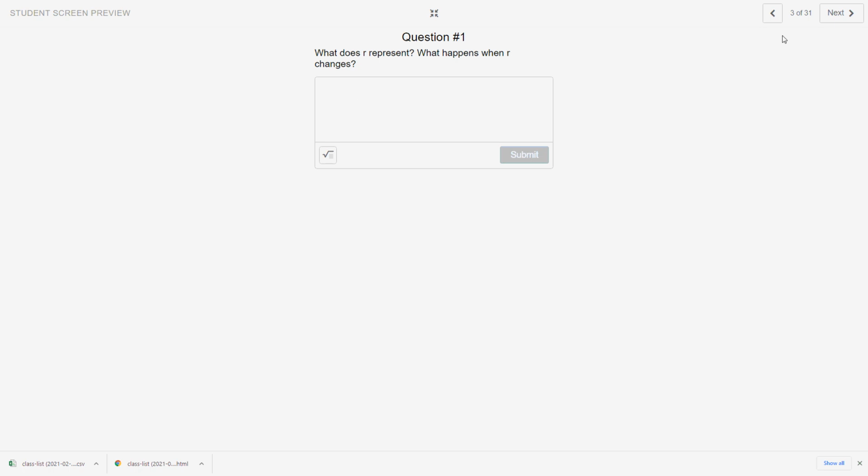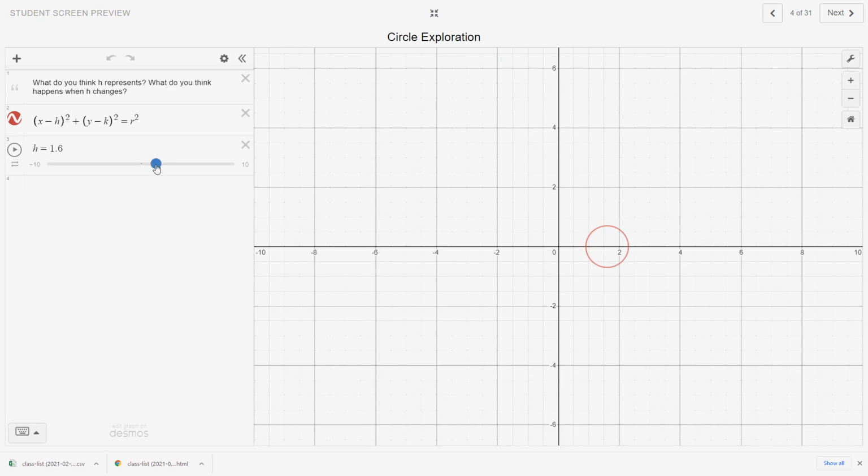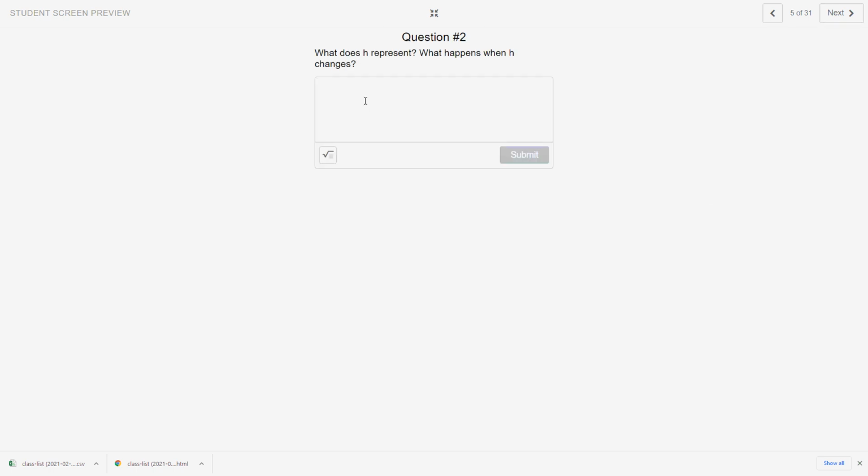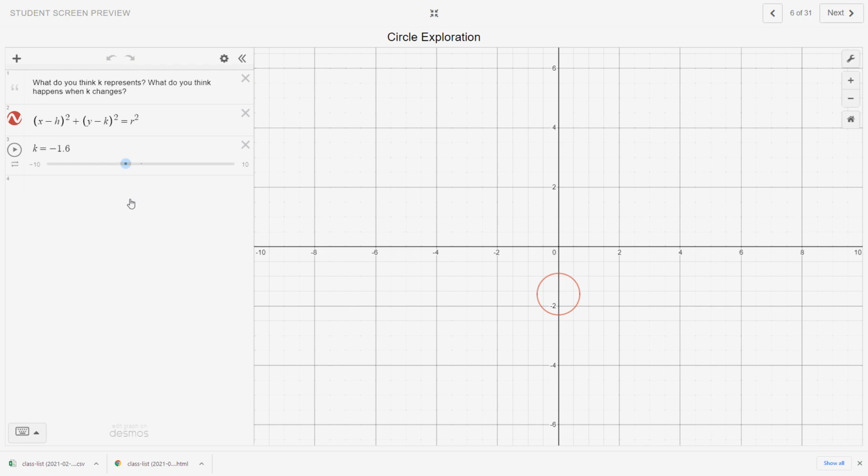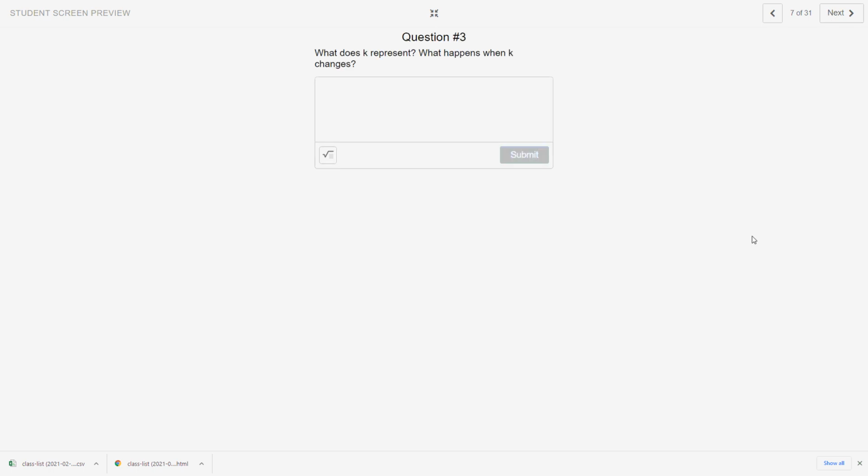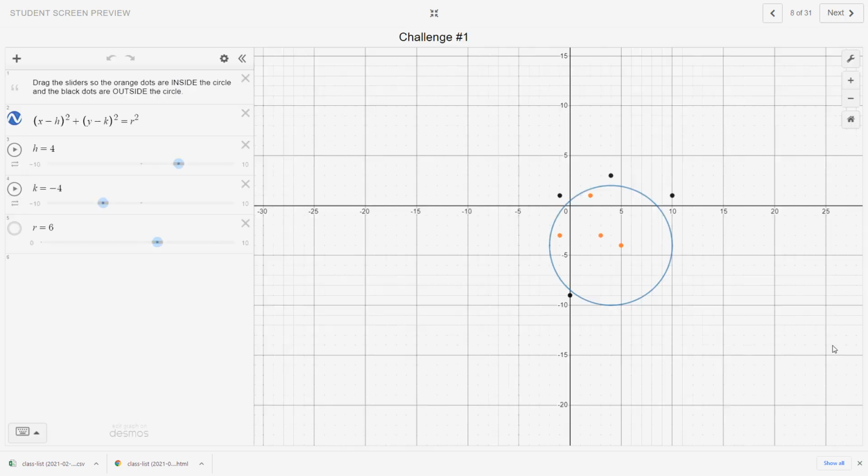So what does R represent? The radius. H represents the x coordinate of your center. And then there's K. That moves it up and down. Look at that. K is your y coordinate of your center.